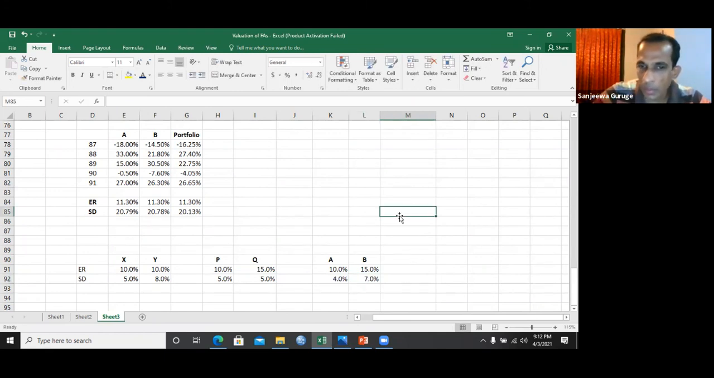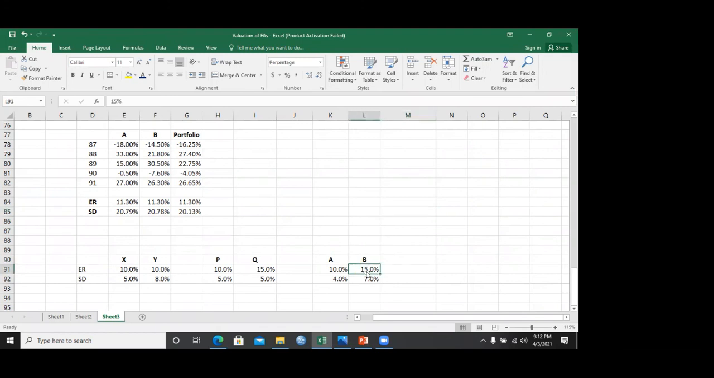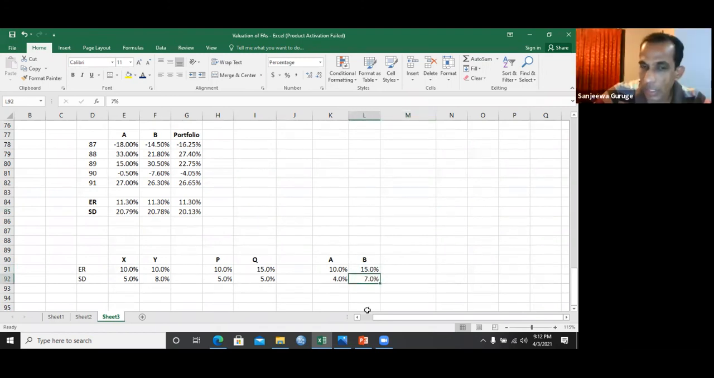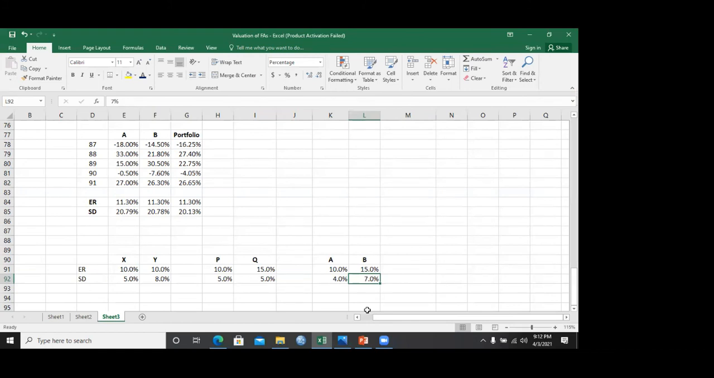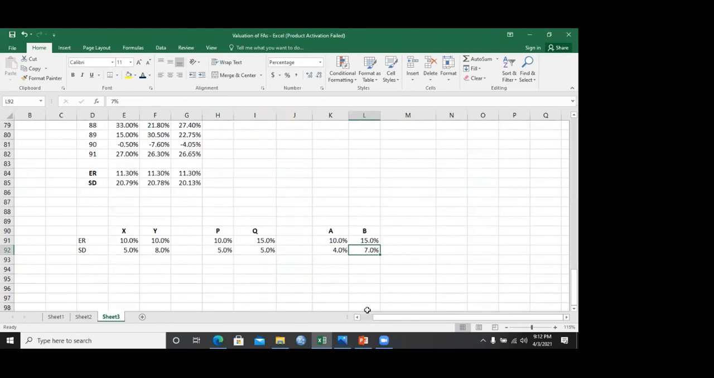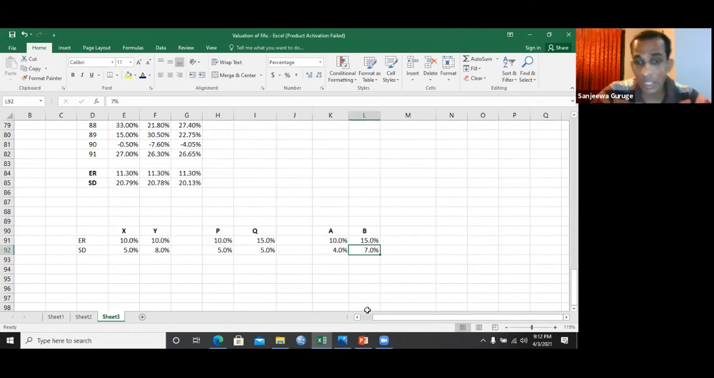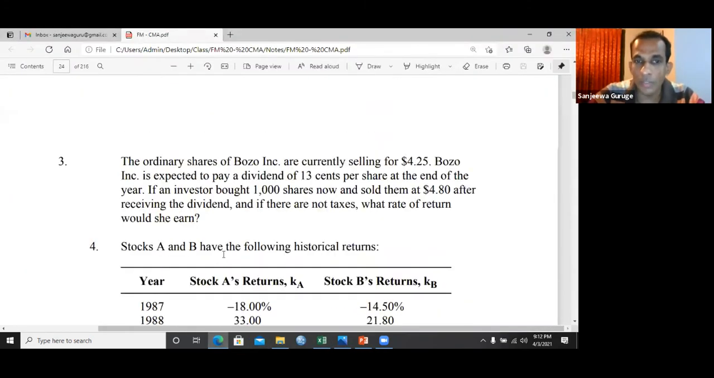Which one is better? If there are two assets like this, which one is better? We can't directly say A is better or B is better. Why? The asset with relatively higher return also has higher risk. In that case, we can calculate another value to see what is the better asset for the risk we take. That is called coefficient of variation.